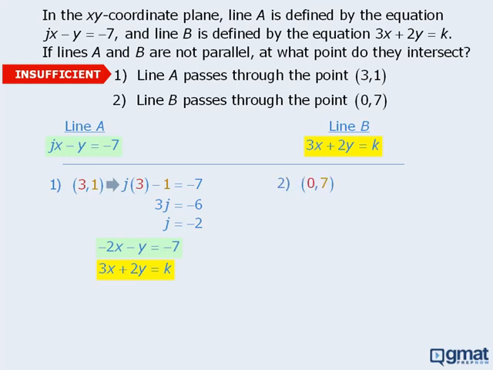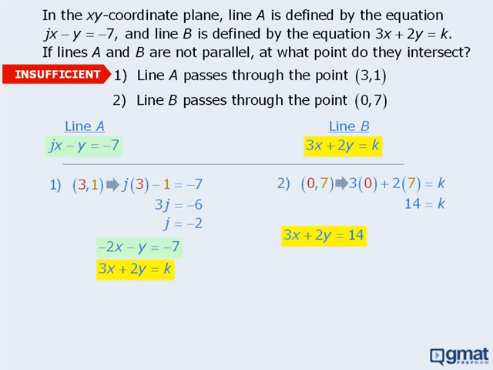Now statement 2 tells us that line B passes through the point 0, 7. Since the coordinates of this point must be a solution to the equation of line B, we can take our equation and replace x with 0 and y with 7 to get an equation we can solve for k. When we simplify the left-hand side here, we can see that k equals 14, which means we can now write the complete equation for line B.